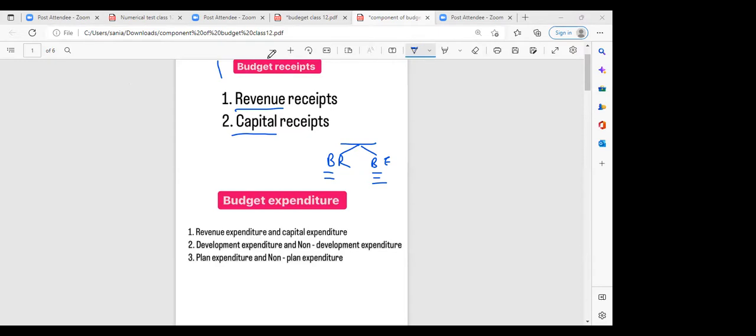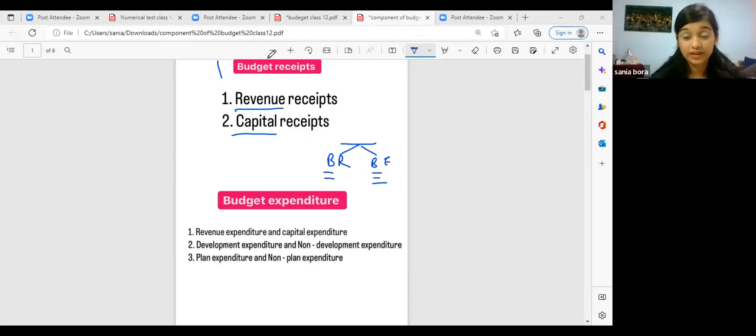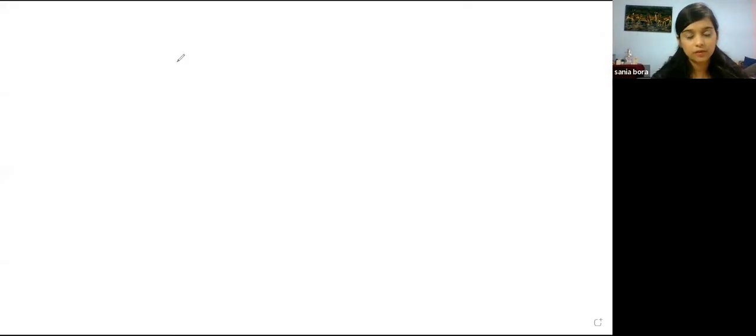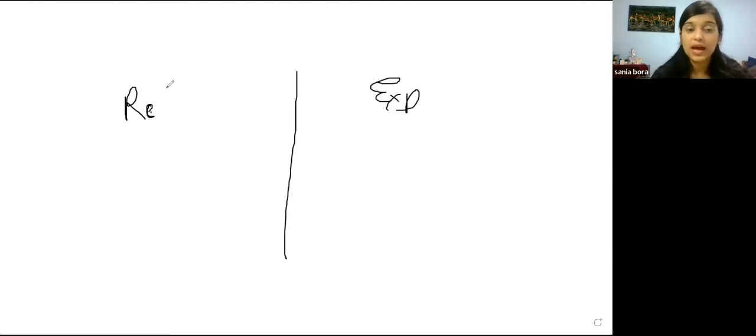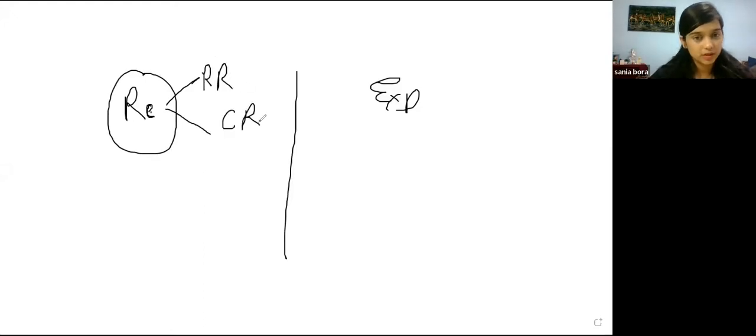Okay, students, I'm telling you a few very important points. Just remember these points and everything will be clear. As I told you, there are two things: receipts and expenditure. First we will cover the revenue receipt. Receipt is of two types: revenue receipt and capital receipt. Similarly, we will look at expenditure later on.